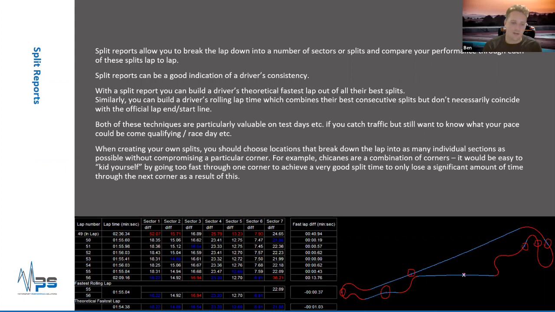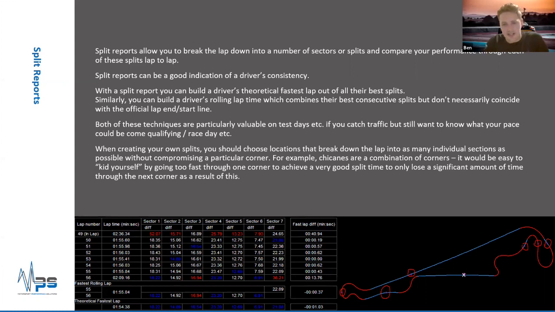Whereas if we look at fastest rolling lap, that's just any combination of consecutive sectors. So that is in isolation a complete lap of the track, but it might not necessarily start from your conventional start finish line. So to me, that's a lot more representative of what a driver is actually capable of. Although, say, theoretical fastest lap is also a good metric to look at driver performance.